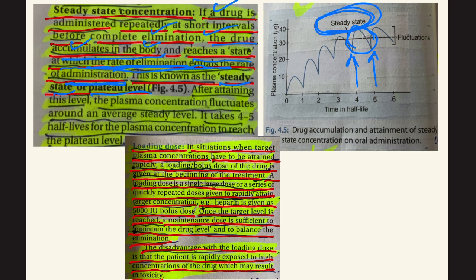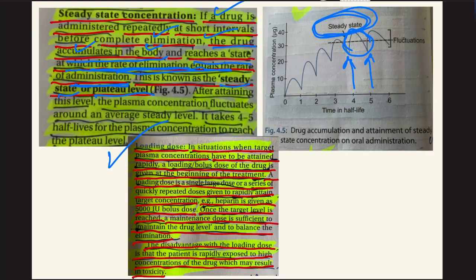Coming to the entity called loading dose. What happens in loading dose is that we are giving a single large dose or a series of quickly repeated doses so as to rapidly attain the target concentration. After this, we will give the maintenance dose so as to balance the rate of elimination and the rate of administration.